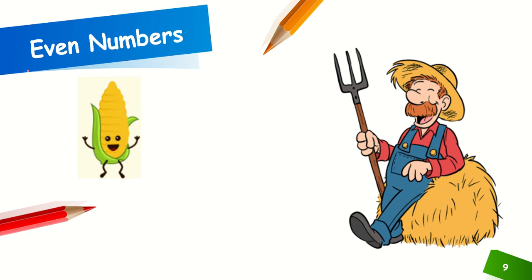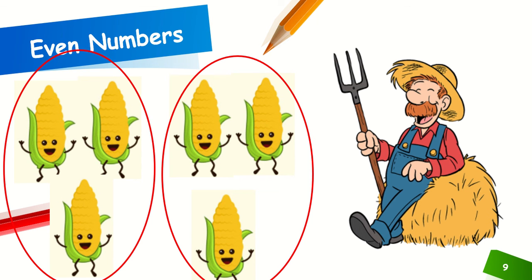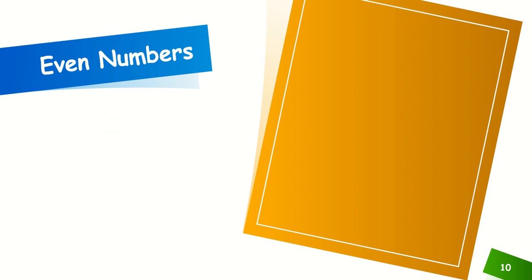Now, if we look here, we have Mr. Farmer again, who came, but this time with 6 corns. So he is going to place them into two baskets equally. Each basket will get exactly 3 corns. So number 6 is an even number.